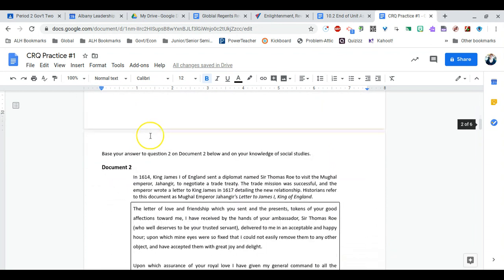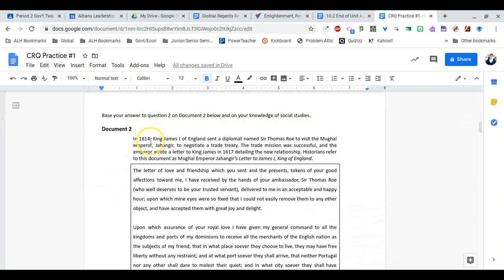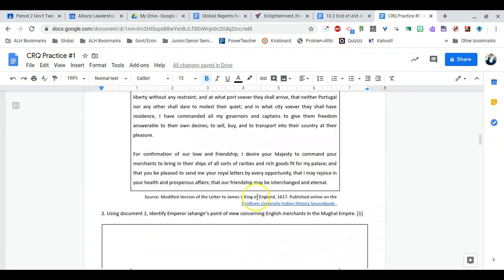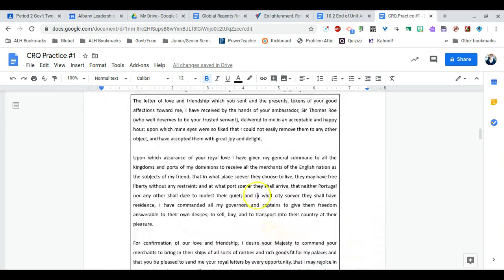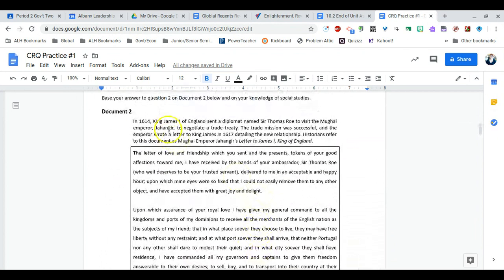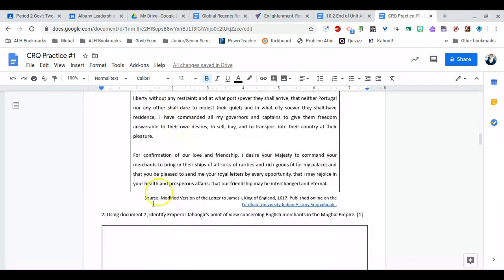For document two, you have a letter. Always read the sourcing at the top and the little sourcing at the bottom so that you can figure out what's going on in the letter. You are looking at a letter from King James of England to the Mughal Empire. And it says, identify Emperor Jahangir's point of view concerning English merchants in the Mughal Empire.